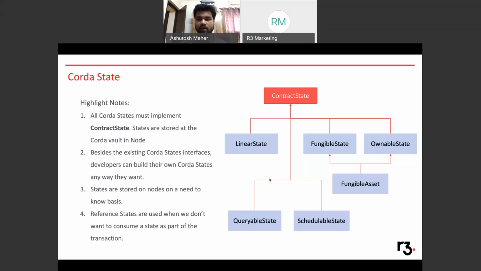Right. There is one more thing which we will talk about, the reference state, which was introduced in Corda 4. Well, there is a requirement, right?